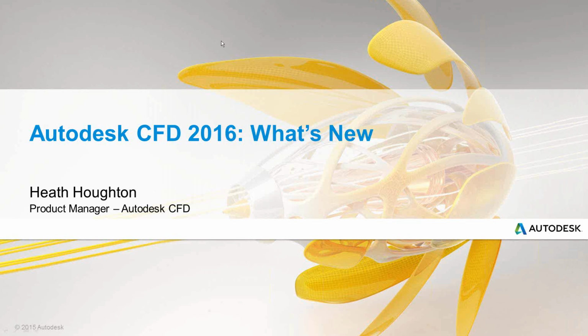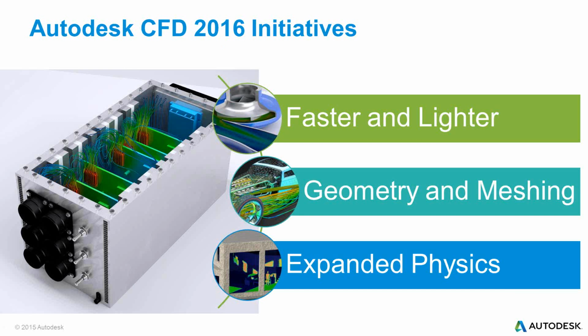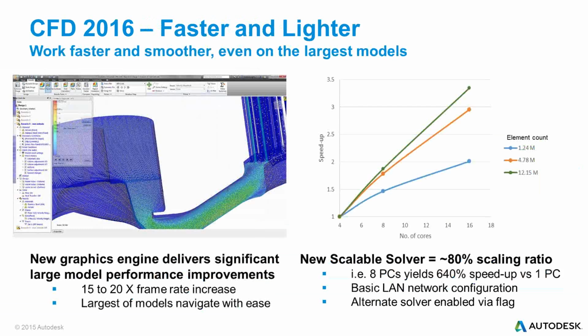It's always encouraged. But CFD 2016, we had three major initiatives. They're always a way to group things to talk about what's new in the software. And if you look at the software from a big picture standpoint, we tried to make it faster and lighter. But we really concentrated on geometry and meshing, and we expanded the physics. And from a faster and lighter standpoint, there are two major areas that we focused on. We want to make you work faster and smoother regardless of model size.